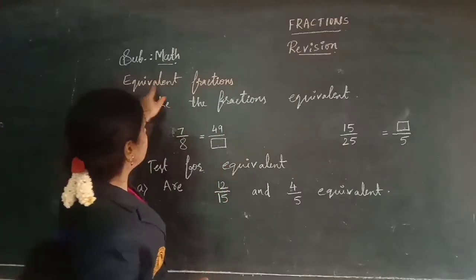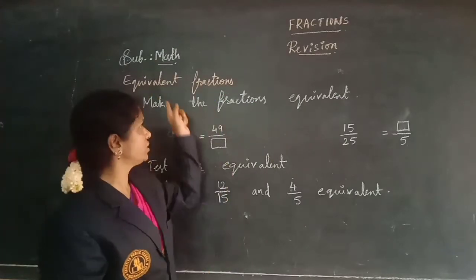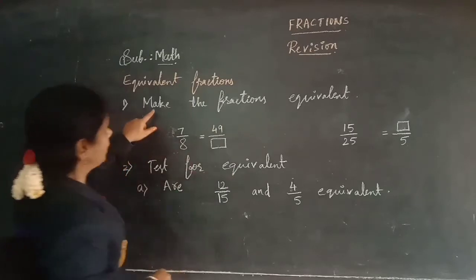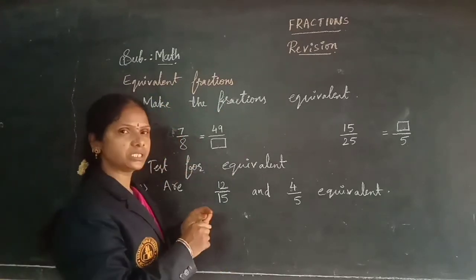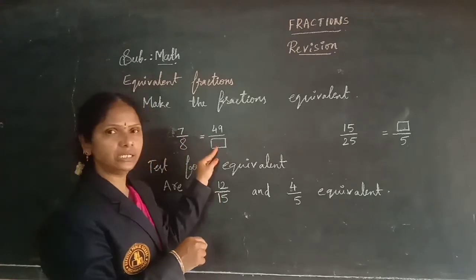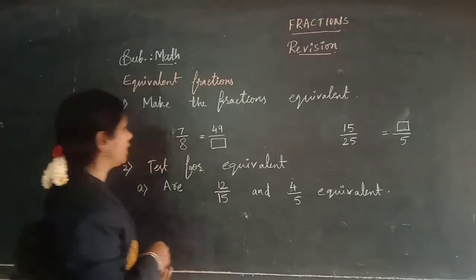Yes, children. Next, equivalent fractions. In the fractions only, equivalent fractions. Come on, make the fractions equivalent. Here are some fractions, children. We need to make this into the equivalent fraction. How can we make it here?